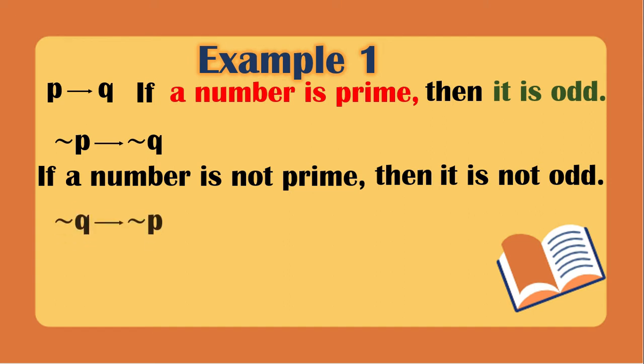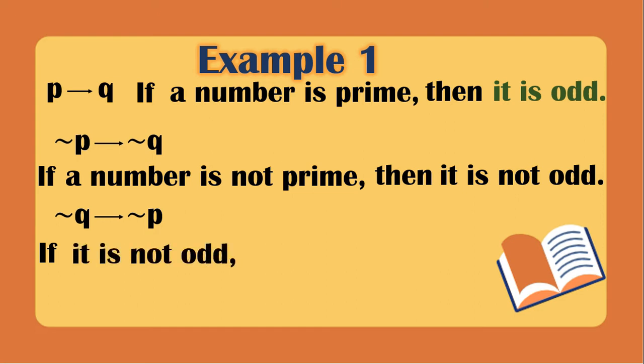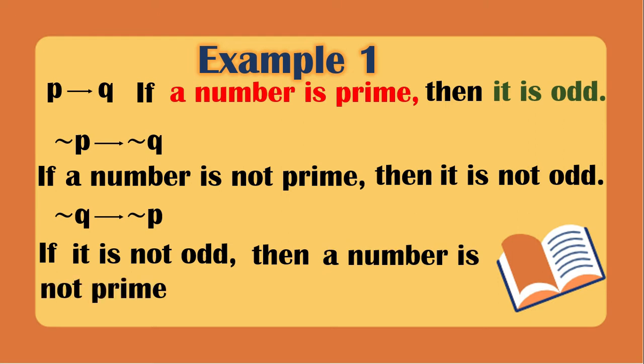For the contrapositive statement, we will first negate the conclusion, it is odd, it will become it is not odd. And then the hypothesis a number is prime, it will become a number is not prime. Or you can just use the inverse statement above. You will just interchange the position of the hypothesis and the conclusion. Either way, you can get the right answer.